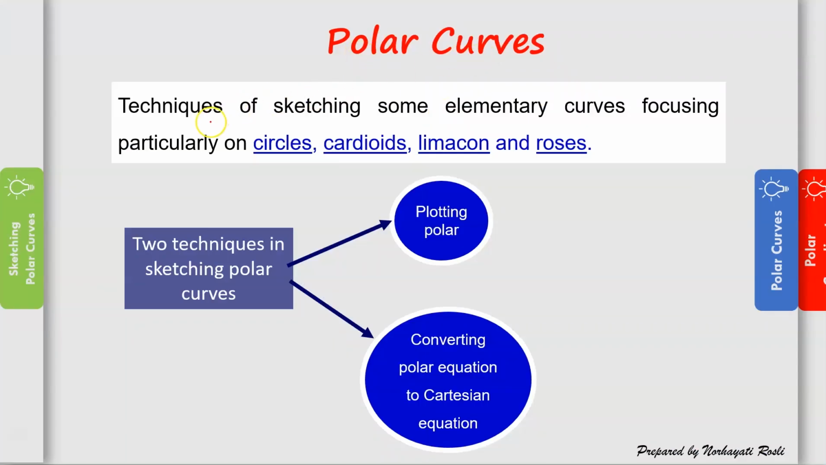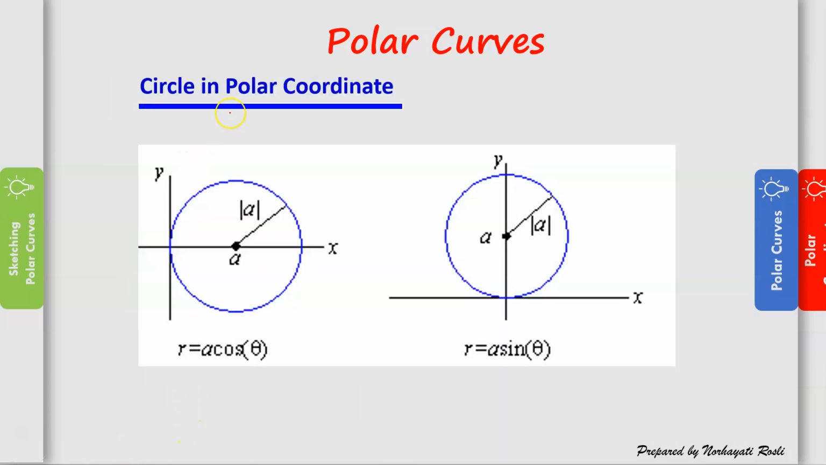Polar curve refers to a technique of sketching some elementary curves, in which in this topic we will focus on how to plot or sketch circles, cardioids, limaçons, and roses. There are two techniques here: plotting in polar coordinates, and converting a polar equation to a Cartesian equation. So we start here to plot a circle in polar coordinates.